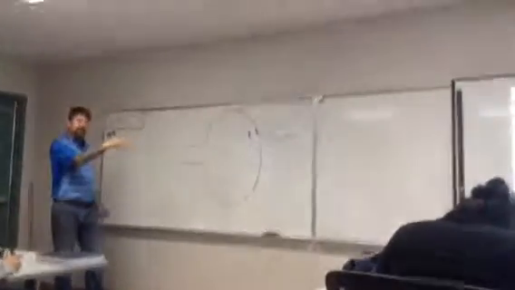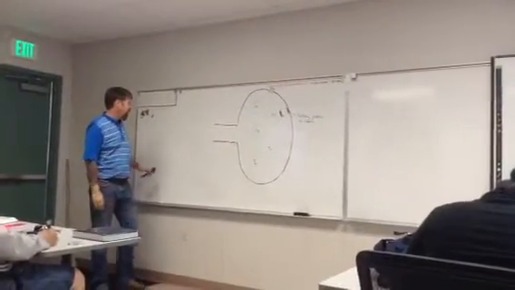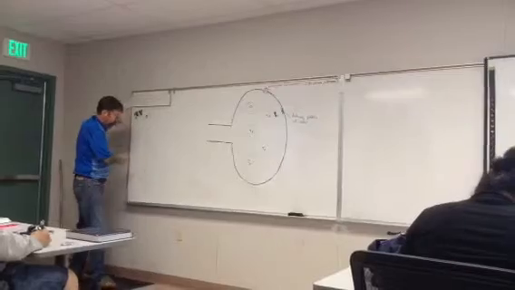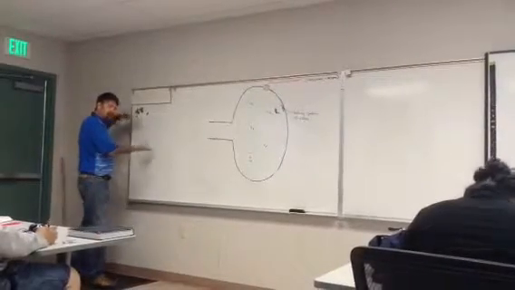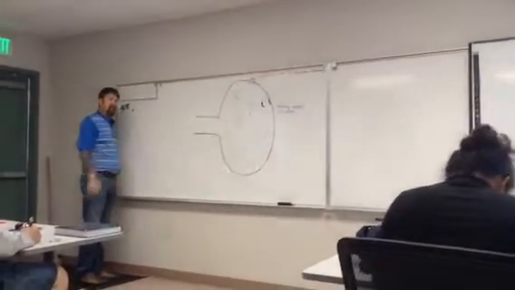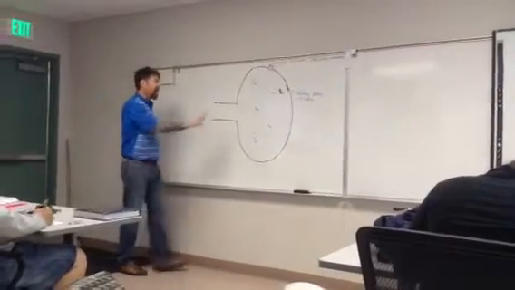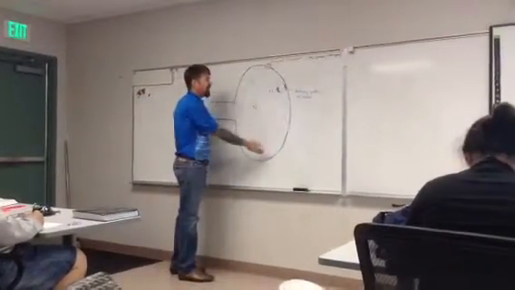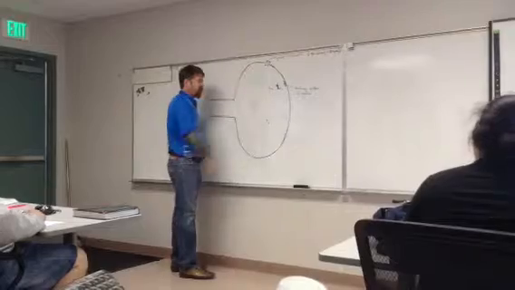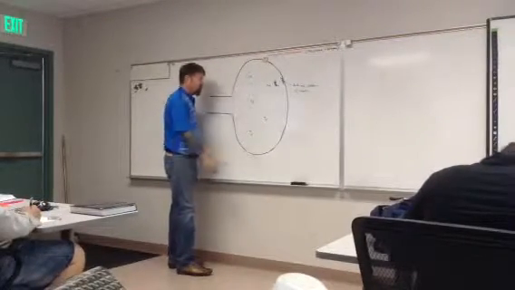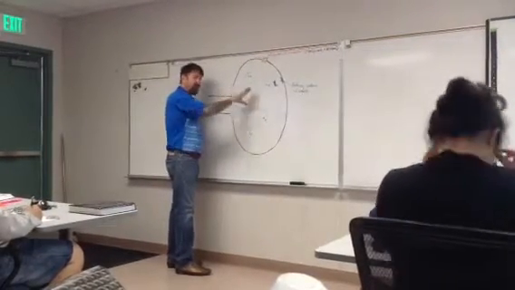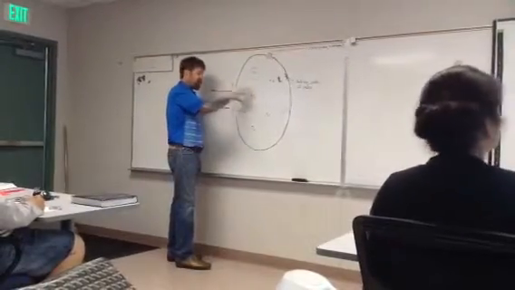Axon terminal, I just drew it ballooned out here, right? Everything we've talked about before was coming down this way. This is the end of the road for the axon. We call these axon terminals. Sometimes they're called synaptic end bulbs, sometimes terminal buttons or whatever. But this is the presynaptic neuron.